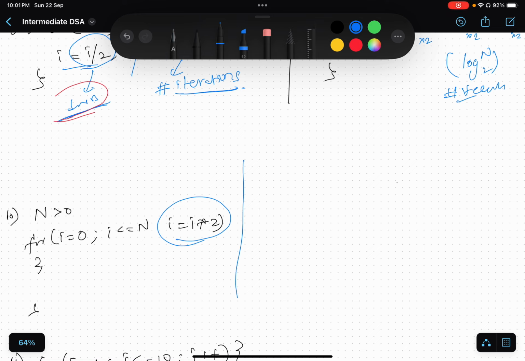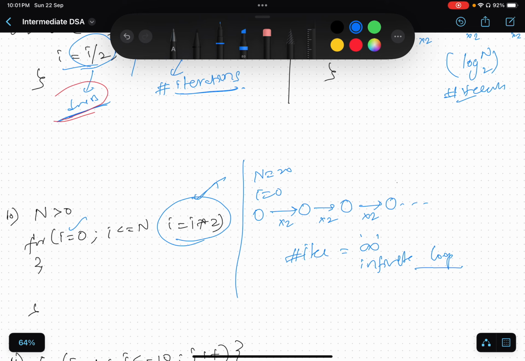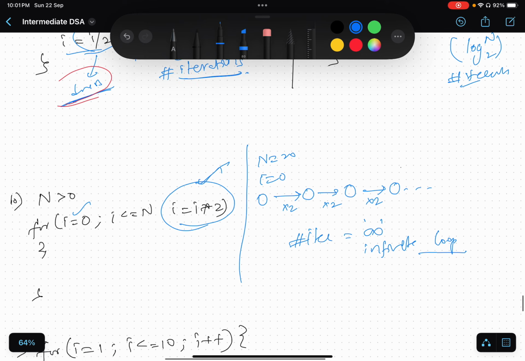I can take n equal to 20 and I equal to 0. If you see, first time it's 0, next time multiplied by 2 again 0, next time multiplied with 2 again 0, next time multiplied with 2 again 0. So the iterations are infinity. It's an infinite loop. Okay, more or less we always have to check. Even if there is a multiplication, I can't go blindly for log n. I have to see from wherever it is starting.